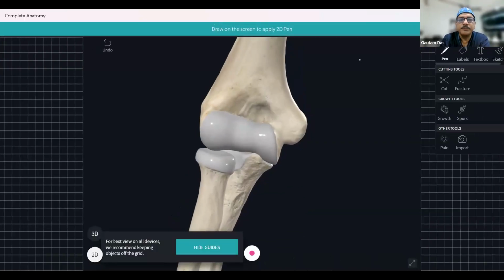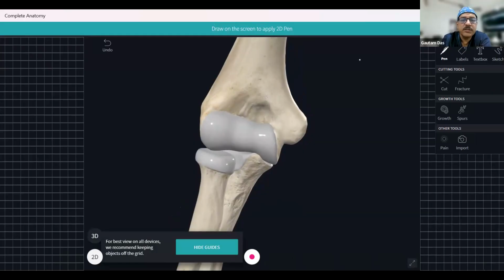So the bony part, what you can see here, this is your what? Go on talking with me.